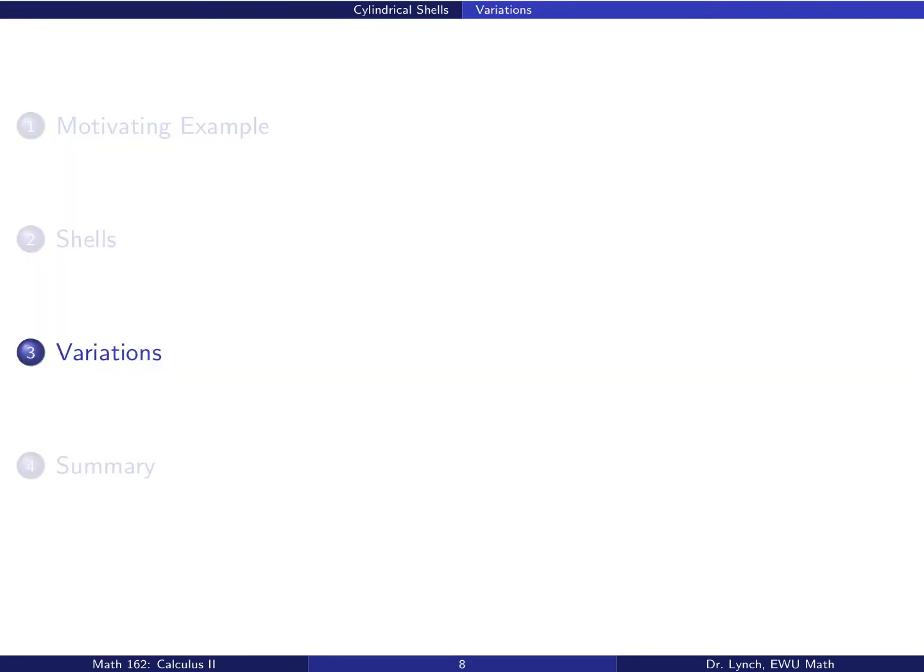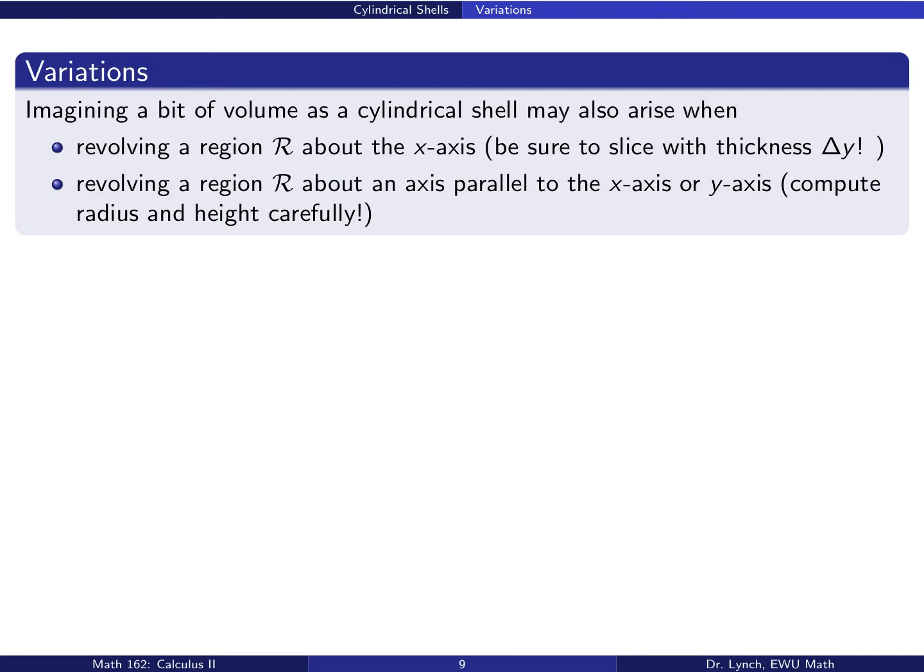Okay, a couple other variations on the same theme. It may be the case that we revolve a region R around the x-axis, and slicing with thickness delta y will end up giving us a shell. Or we might end up revolving a region R about an axis that's parallel to an x or y axis. And similarly, we just have to compute the radius and height, in this case of the shell, carefully.